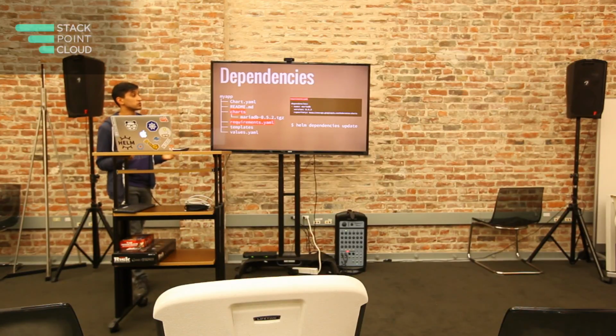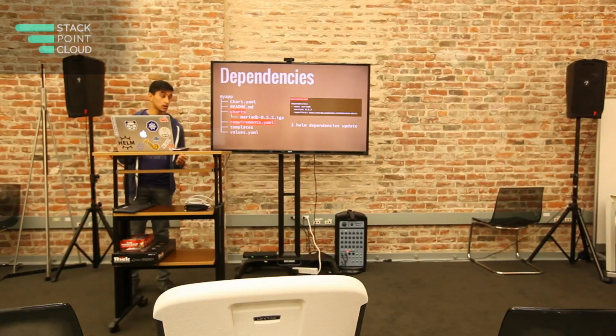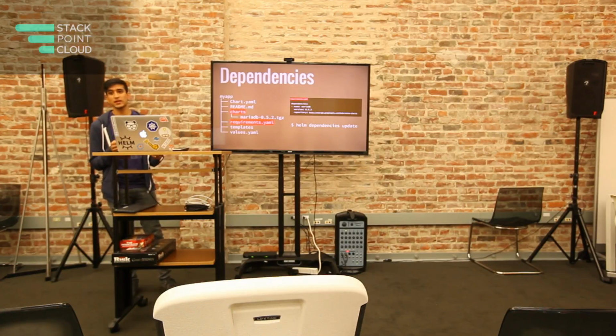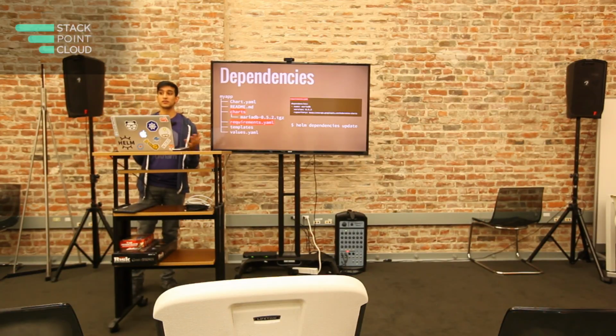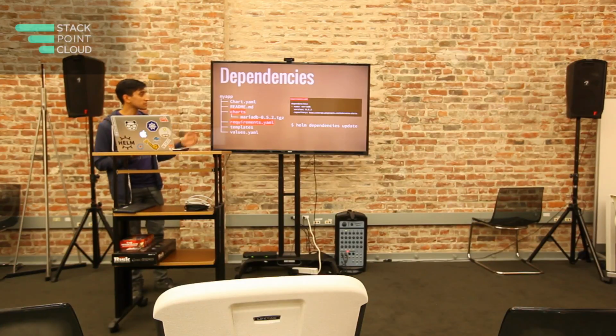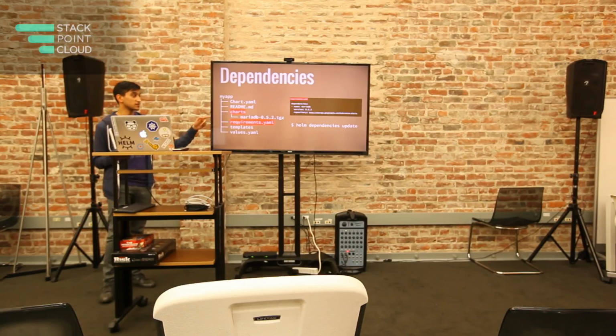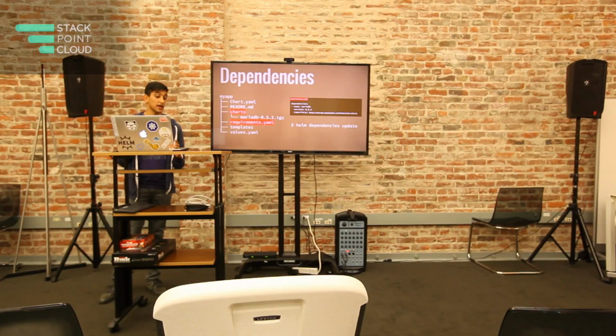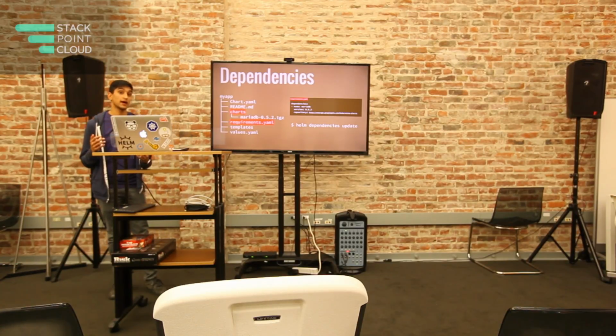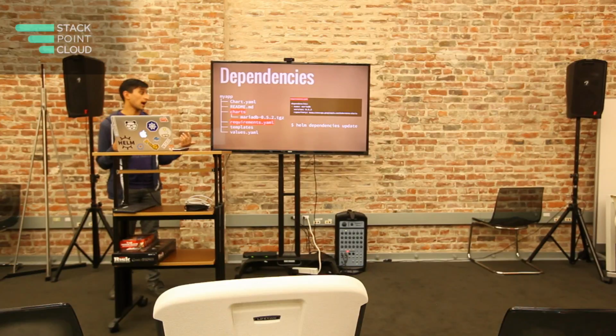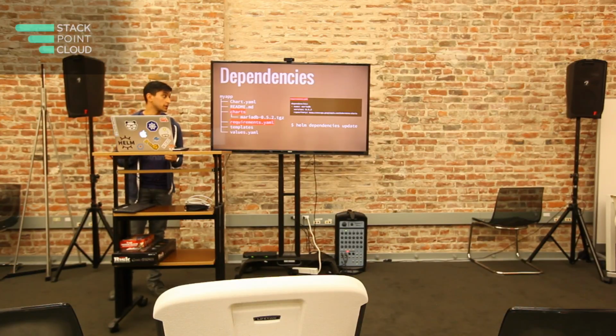Now, as you're building out your chart, you may find that you need to bring in some dependencies. If I'm building a WordPress chart, I need to depend on a database. And I know a MariaDB chart exists, and I don't need to create my own. So Helm gives me a way of bringing in dependencies, and this happens in the charts directory. I can essentially vendor in any chart, and Helm will make sure that it installs it at the same time as the outer chart is deployed.